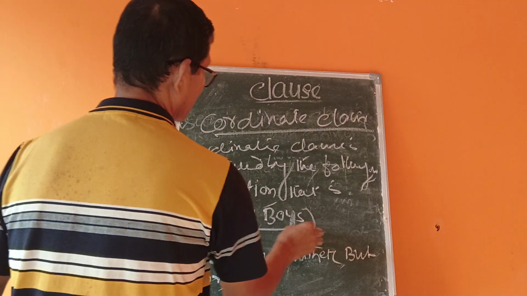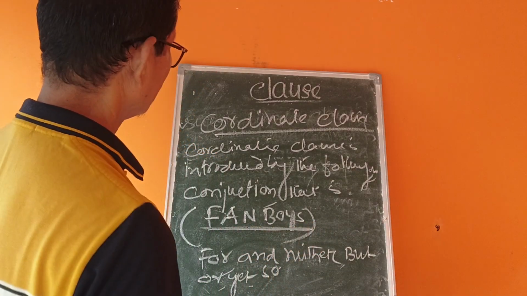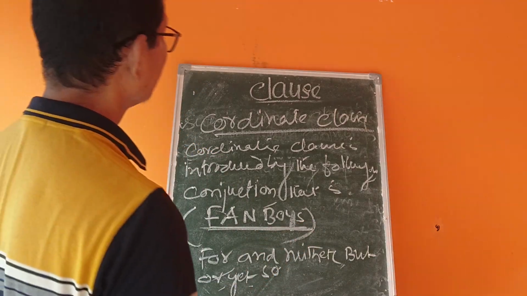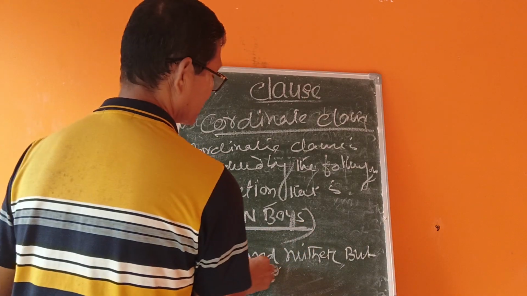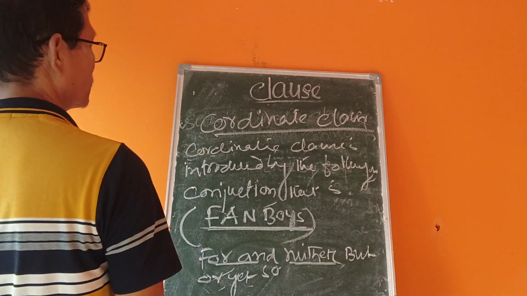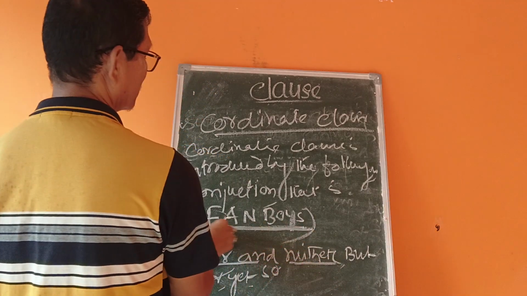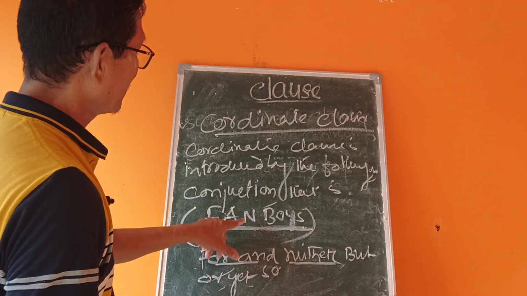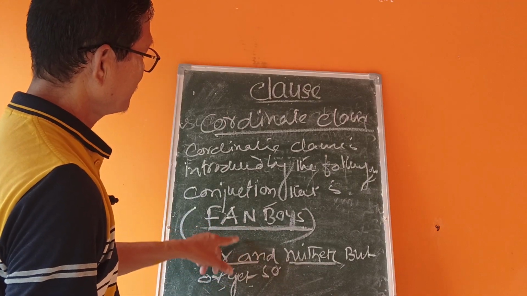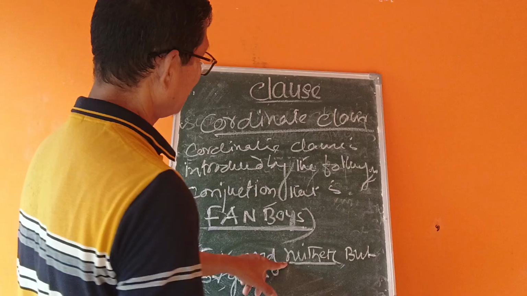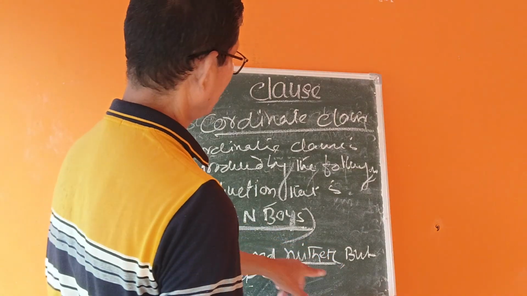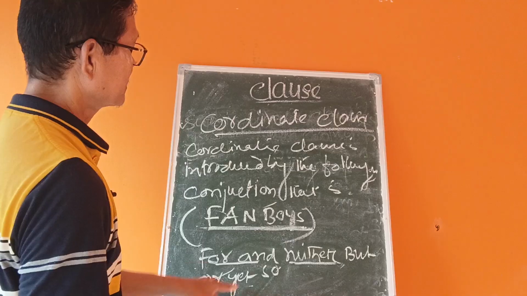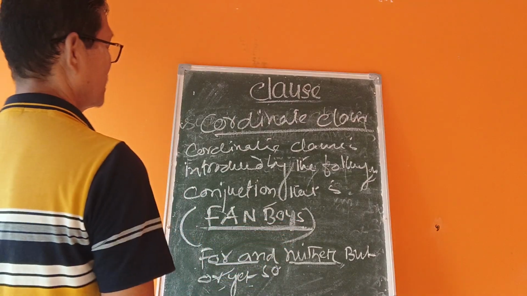FANBOY is an abbreviation, isn't it? And if you find it difficult to remember this, you can follow FANBOY. You remember FANBOY, isn't it? F means for. A means N. N means neither. B means but. O means or. Y means yet. S means so, isn't it?